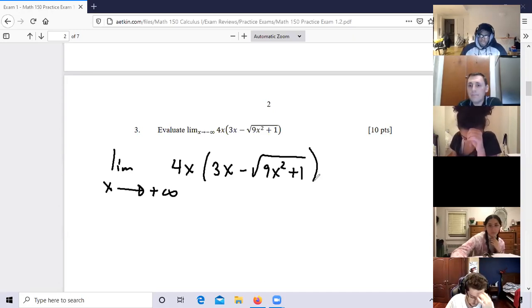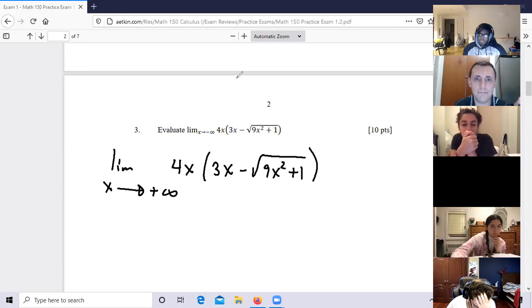Professor? Yeah? I know I'm a little bit behind, but I was trying to solve the original problem instead of the one that you gave us. Oh, with the limit as x goes to minus infinity, yes? Yeah, correct. I'm getting negative infinity. You're not. It's positive. Let's look at it again.